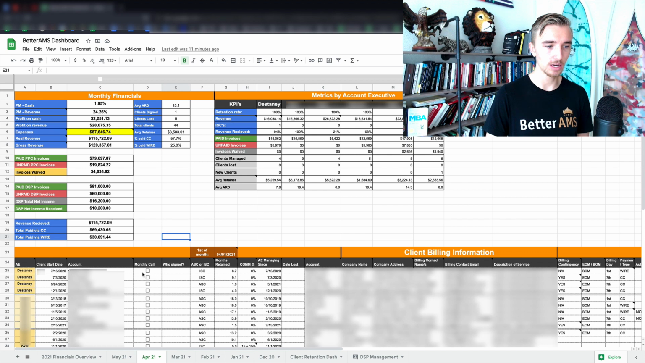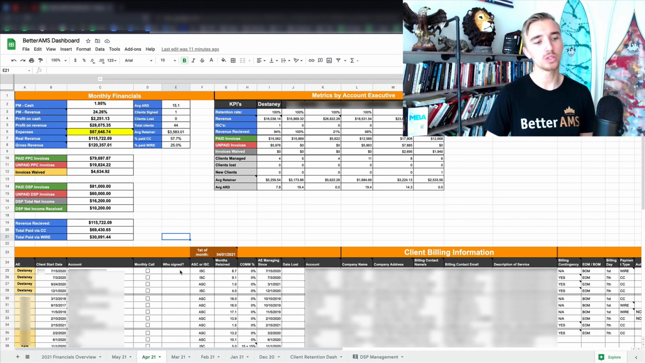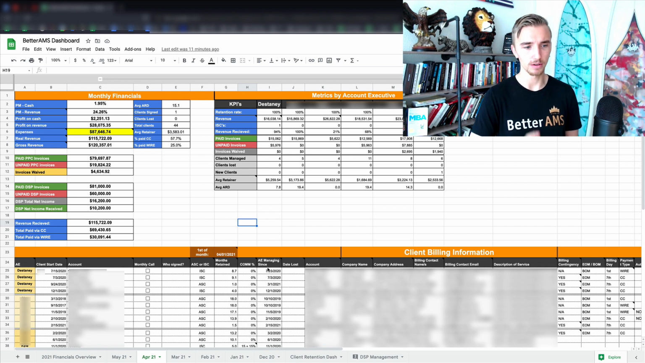The account name, did the account executive do a monthly call? Who signed this client? So if this is a new client, we want to put the name of the person here. ASC or ISC, I won't get into this, that's irrelevant. Months retained, obviously this is the amount of months that the client has been retained. Commission, so this is the commission that the person is getting on this account. We have a commission structure.